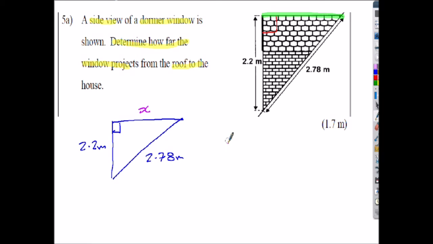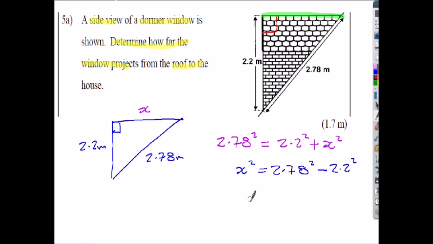So from Pythagoras' theorem, in this case the hypotenuse is 2.78, so 2.78 squared is equal to the sum of the other two sides squared, so that's 2.2 squared added to x squared. Rearranging the equation, x squared is equal to 2.78 squared minus the 2.2 squared. Square root in both sides, x is equal to the square root of 2.8884, which is equal to 1.7 meters to 1 decimal place.